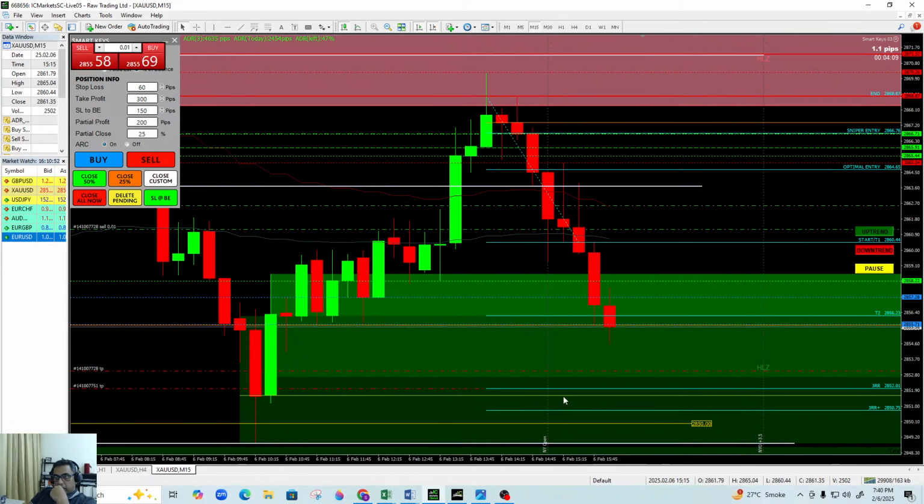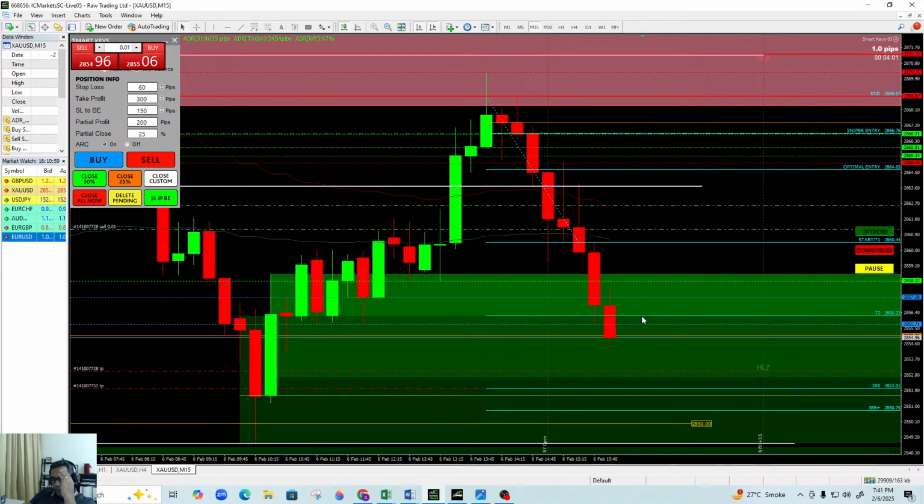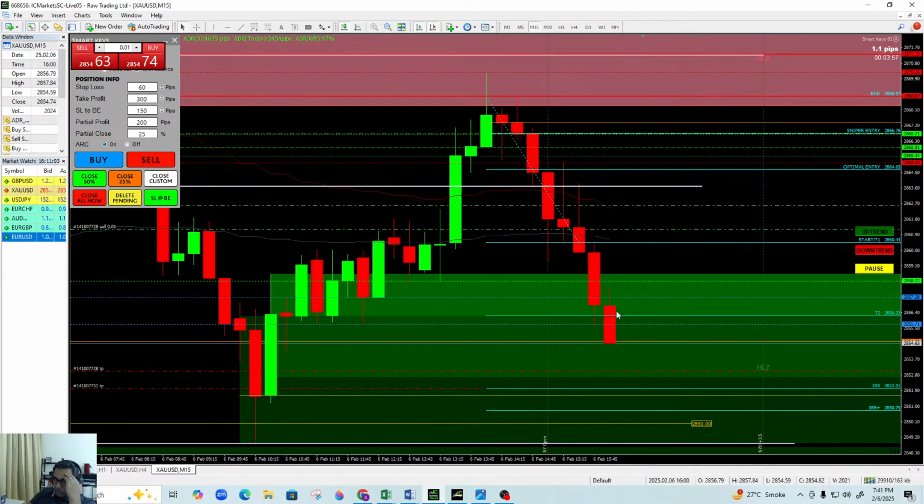Yeah, we gotta wait another 4 minutes for this candle to close. Let's see. The moment a 15-minute candle closes bullish, that's it. I'm going to close either both these positions or one of them.